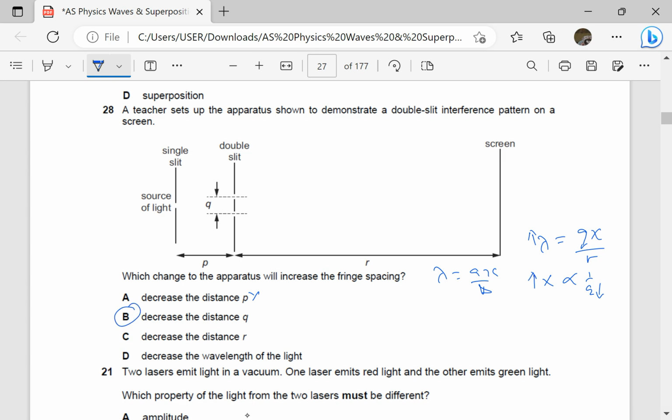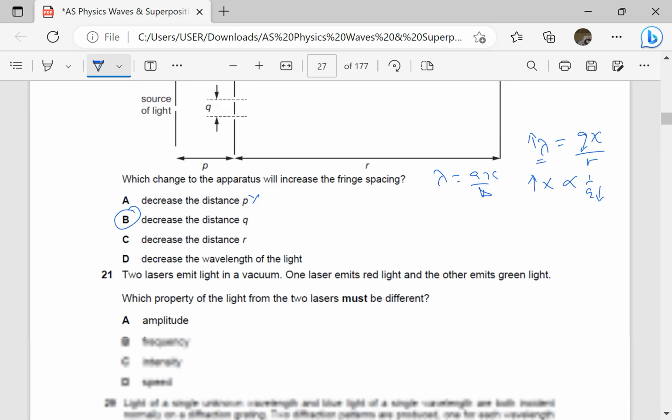Decrease the distance r. x is directly proportional to r. If r decreases, x decreases. Decrease the wavelength of the light. x is directly proportional to the wavelength. When wavelength decreases, x also decreases. So the answer is B.